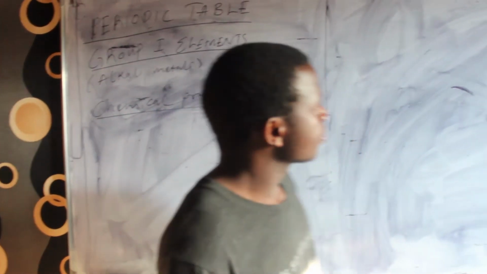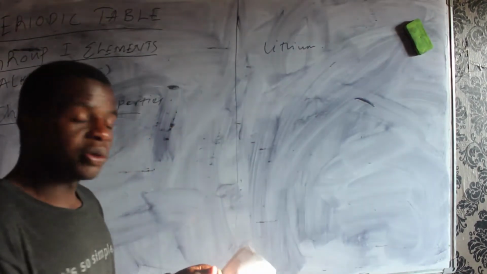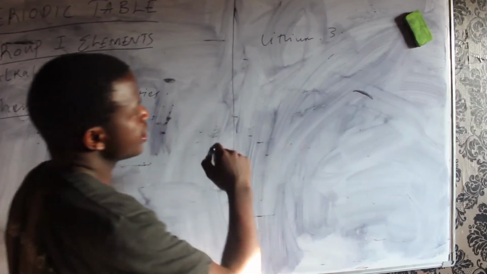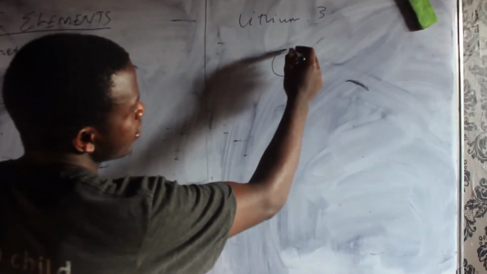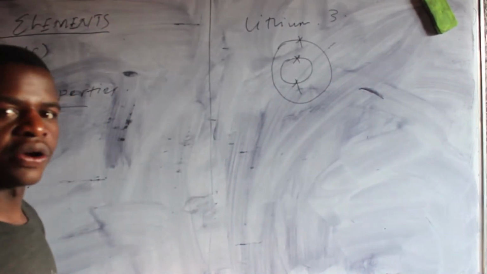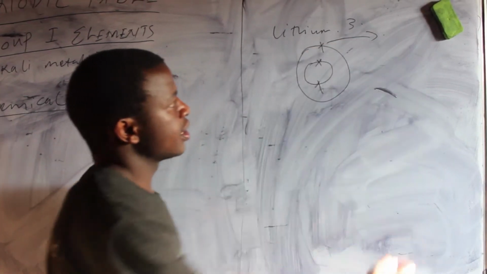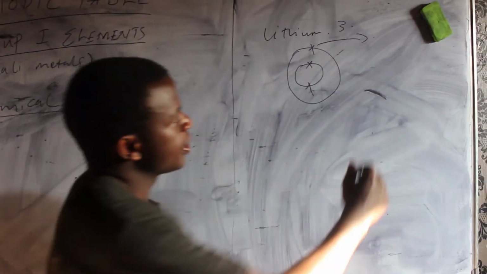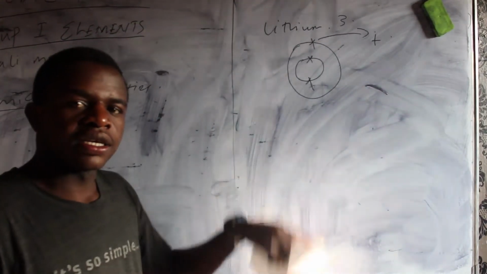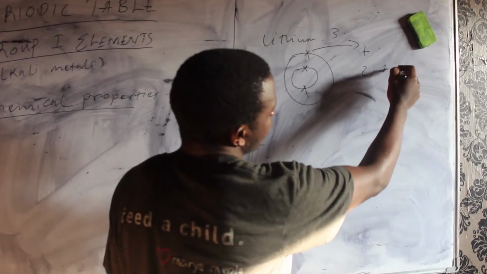So getting lithium, if you check on the periodic table, the atomic number of lithium is 3. And drawing its structure, we're going to have 2 in the first shell and 1 in the outermost shell. So lithium reacts by losing this electron. And when it loses this electron, it will become positively charged. And drawing the electronic configuration of lithium, we can say this is 2, 1.